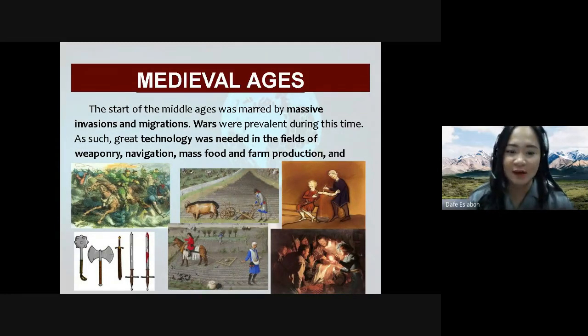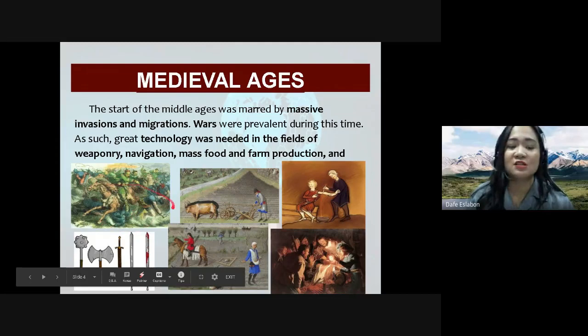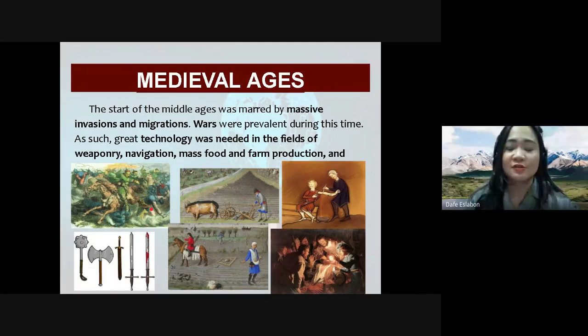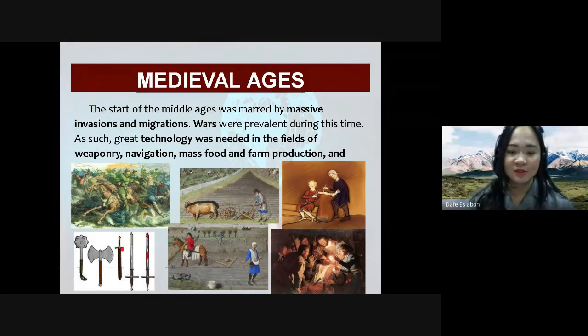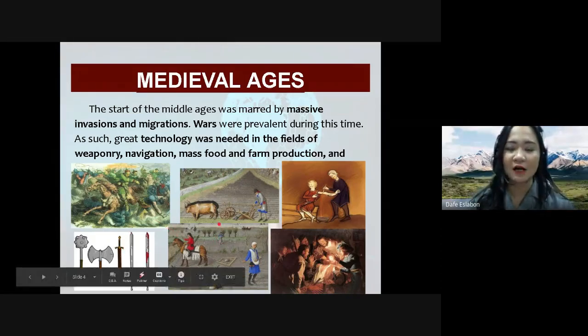As you can see on your screen, in this picture, it is all about invasion and migrations, or specifically what we know to be the wars. Wars were prevalent during this time. And because of these wars, great technology was needed in the fields of weaponry, navigation, mass food, and farm production. For example, in the picture at the lower left side of your screen, you will see the weapons used in wars during the medieval ages. And this is how mass food or farm production looked in the medieval ages, considered to be a great innovation and technology used in this time.